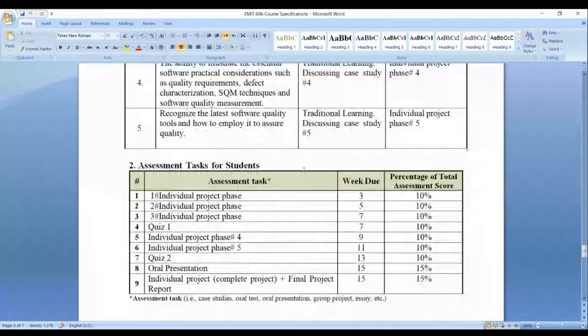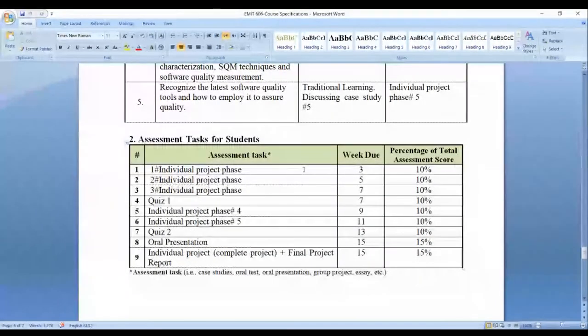So we have a breakdown for your grades: there will be 5 assignments, assignment 1, 2, 3, 4, 5 deliverables, then oral presentation 50%, and project is 15%, or we can have project plus presentation as you like. And there will be 2 quizzes of 10% each, and this is your 100% assessment.